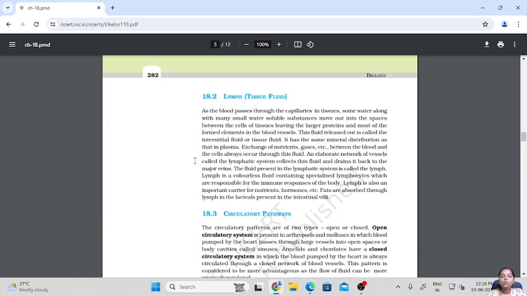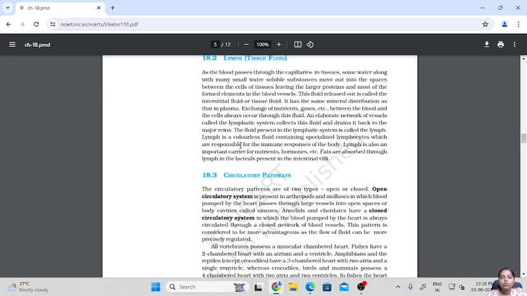Then we'll see what is called lymph, that is tissue fluid. As the blood passes through the capillaries in the tissues, some water along with many small water soluble substances moves into the spaces between the cells of the tissues, leaving the larger proteins and most of the formed elements in the blood vessels. This fluid that is released is called the interstitial fluid, or you can call it tissue fluid also. It has the same mineral distribution as that in the plasma.